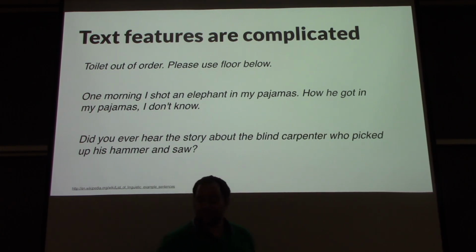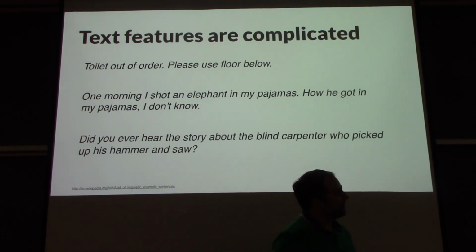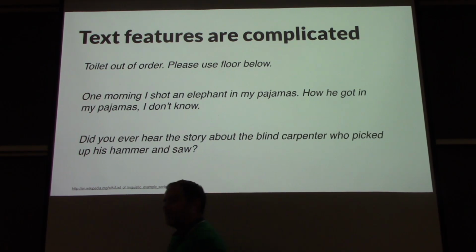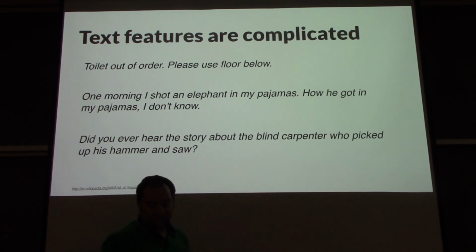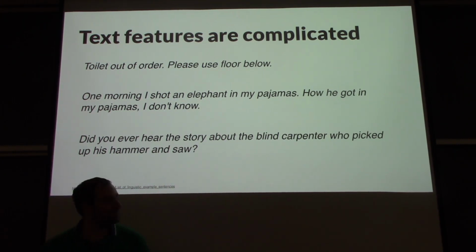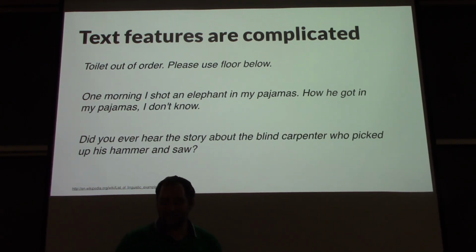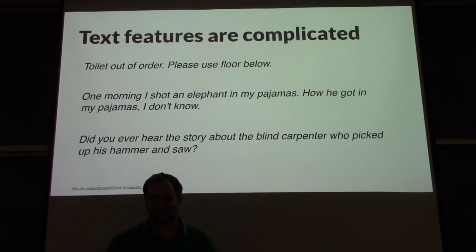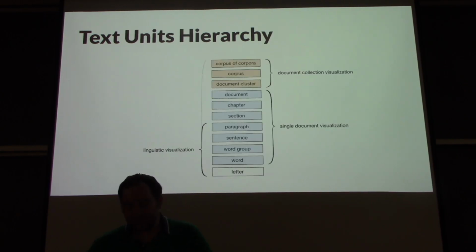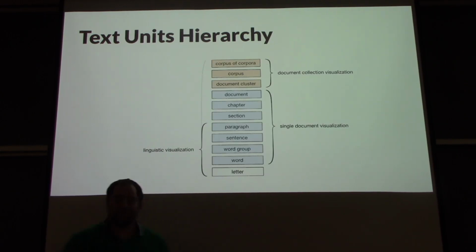But of course, text features are complicated. Here are a couple of examples. Toilet out of order, please use floor below. Or, one morning I shot an elephant in my pajamas. How he got in my pajamas, I don't know. Or, did you ever hear the story about the blind carpenter who picked up his hammer and saw? All of these are complicated text structures that are not easy to automatically parse. But again, for visualization, we can't expect this to be exact. So maybe just for some topic analysis or for getting an overview, these kinds of problems are not terribly significant.